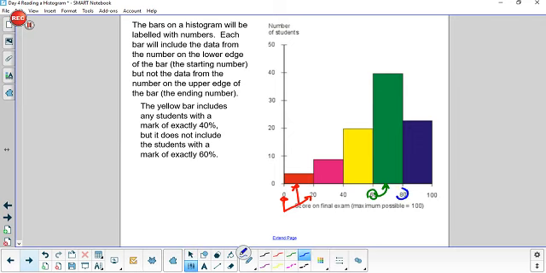80 is included in the blue, etc. So whatever that number is on the lower end, it's included to the right. So the yellow bar includes any student with a mark of exactly 40%, but does not include students with a mark of exactly 60%. So the number on the low end is included in the bar to its right.